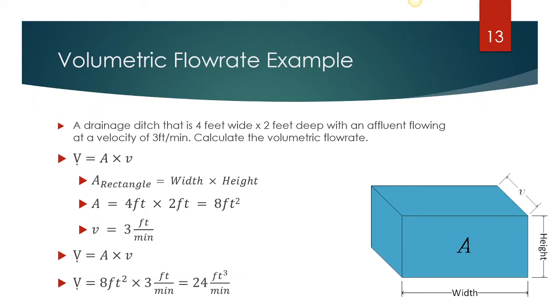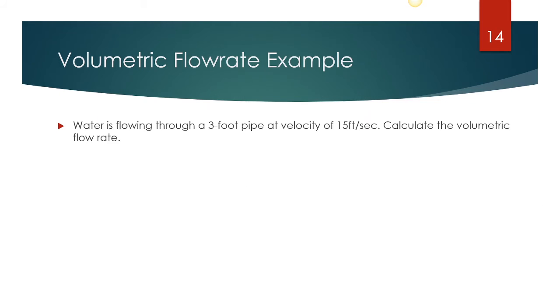Now the area doesn't always have to be rectangular. It could be of a pipe. So we have to use a different area formula for this. So water flowing through a 3-foot pipe, 3 foot meaning 3 foot in diameter, at a velocity of 15 feet per second, calculate the volumetric flow rate.